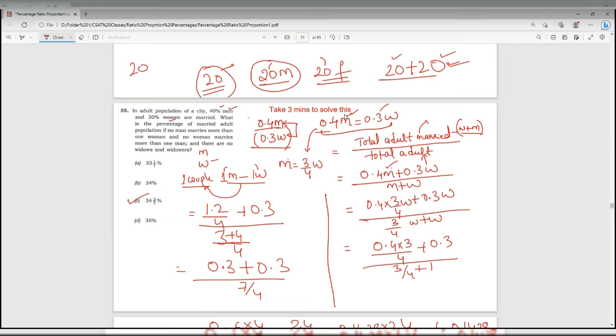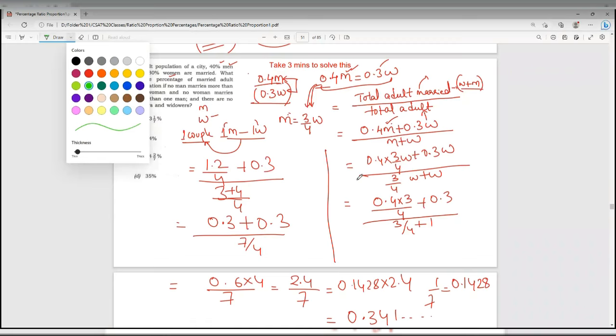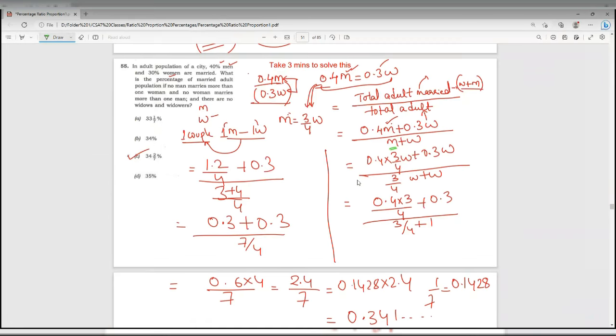And from this equation, I have taken m is equal to 0.3 divided by 0.4 into W. 0.3 by 0.4, I have taken as 3 by 4. So substituting, I have substituted the value of m in this equation. Here I have substituted m as 3 by 4 W, and here in the denominator also, instead of m, I have taken 3 by 4 W. I have substituted these two values here, and then I have simplified it.